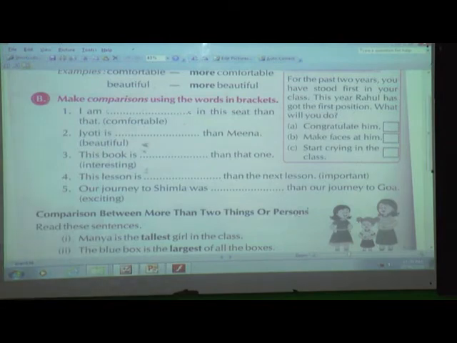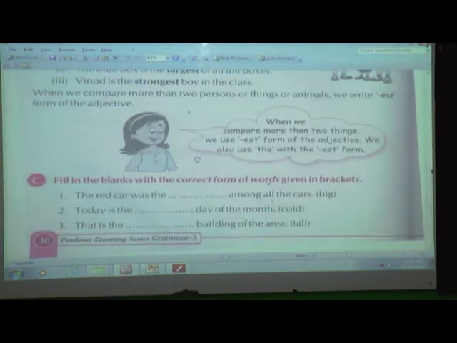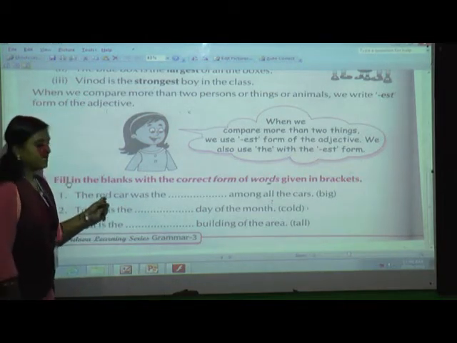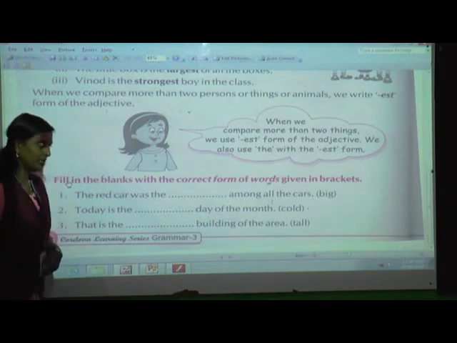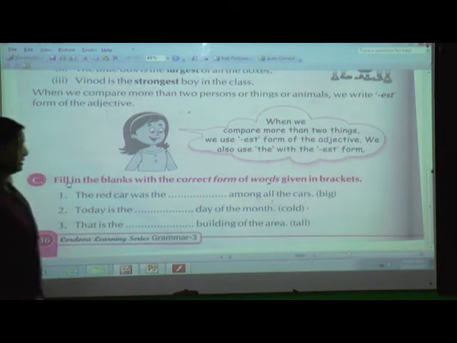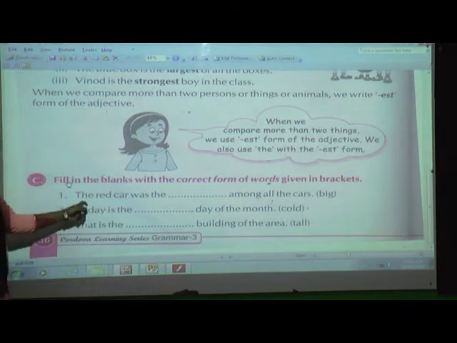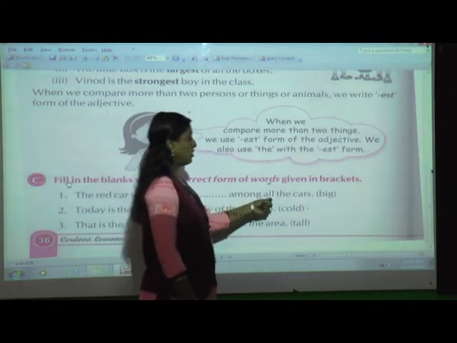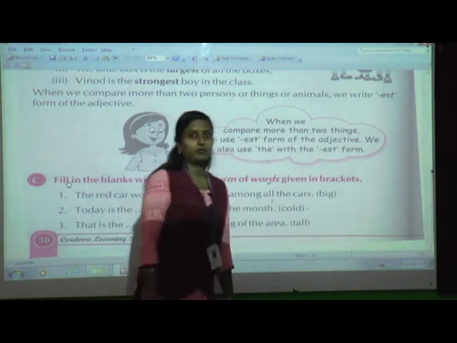Ready? Same page. You can see over here. Exercise C. Fill in the blanks with the correct form of the words given in the brackets. Now when you read the sentence, you will come to know how many things have been compared. So are you ready, students? And for your help, the words, the adjectives, have been given. Ready? Okay. The red car was the dash among all the cars.